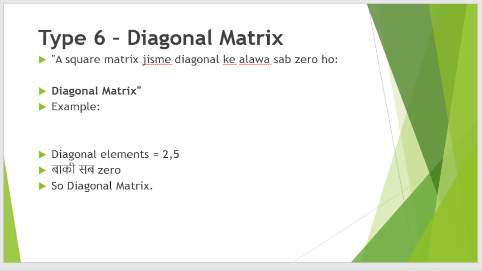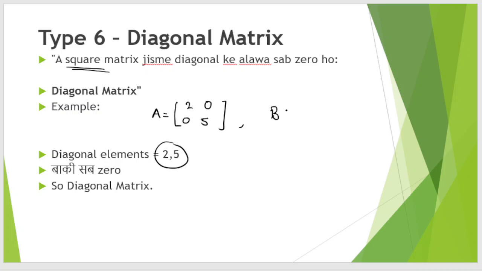This is very, very important. Diagonal matrix. A square matrix. First, it has to be a square. A square matrix in which everything other than the diagonal is zero is called a diagonal matrix. So on the diagonal I'm going to put 2 and 5, and all remaining elements must be 0. Everything else is 0, right? Only the diagonal elements are non-zero, then we call it a diagonal matrix.